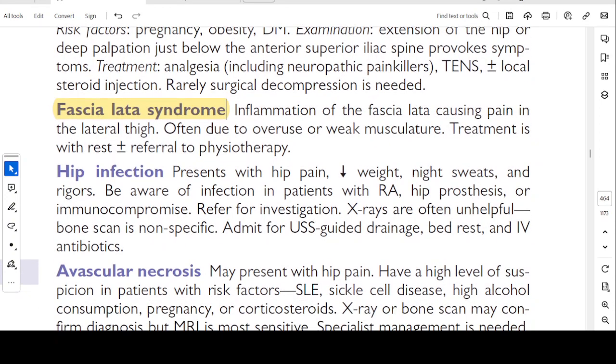Inflammation of the fascia lata causing pain in the lateral thigh, often due to overuse or weak musculature. Treatment is with rest plus referral to physiotherapy.